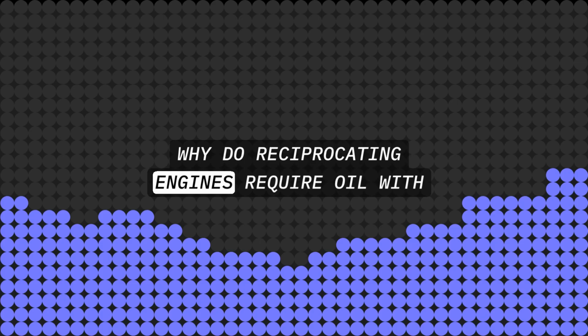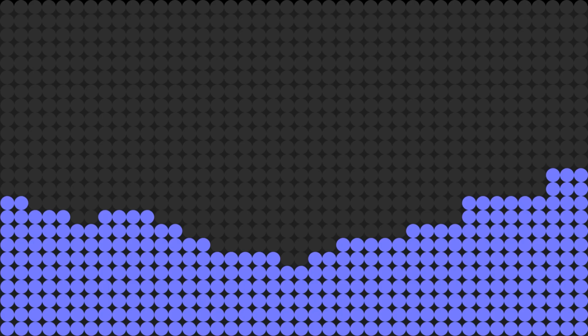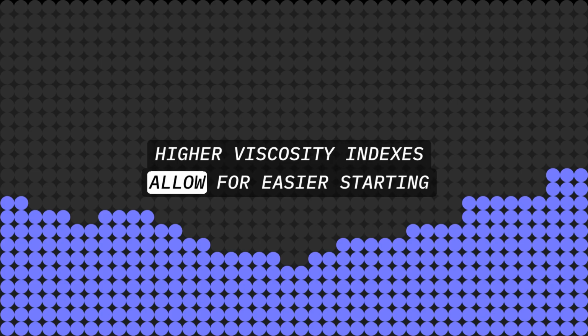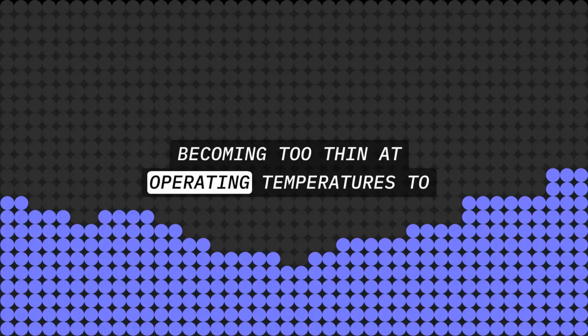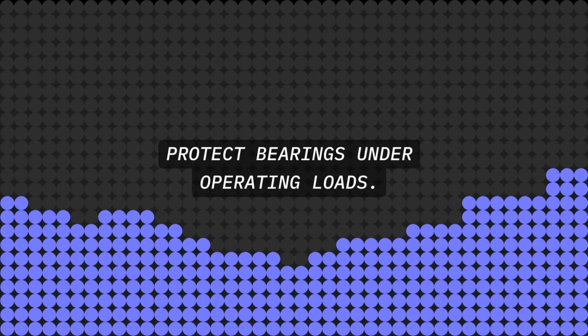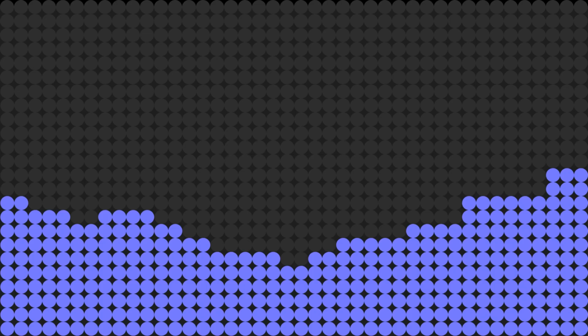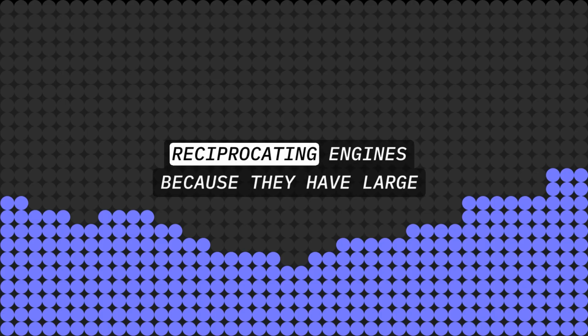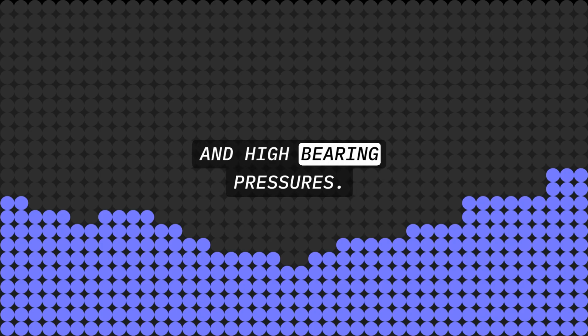Why do reciprocating engines require oil with a high viscosity index? Higher viscosity indexes allow for easier starting in cold temperatures and prevents the oil from becoming too thin at operating temperatures to protect bearings under operating loads. Why do reciprocating engines require high viscosity oil? Higher viscosity oil performs better in reciprocating engines because they have large clearances, high operating temperatures, and high bearing pressures.